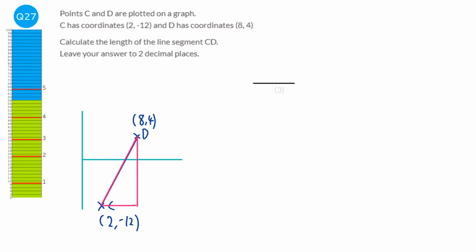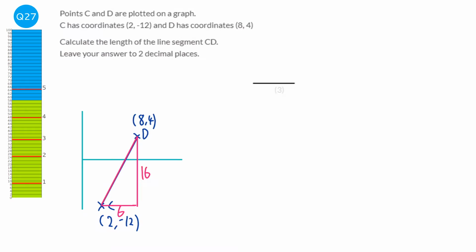So the bottom one starts at x coordinate 2, and it goes to x coordinate 8. So it's going to be 8 take away 2, which is going to be 6. So the distance there is 6. And how far does it go up? Well, we've gone from minus 12 to 4, so that's gone up 16.